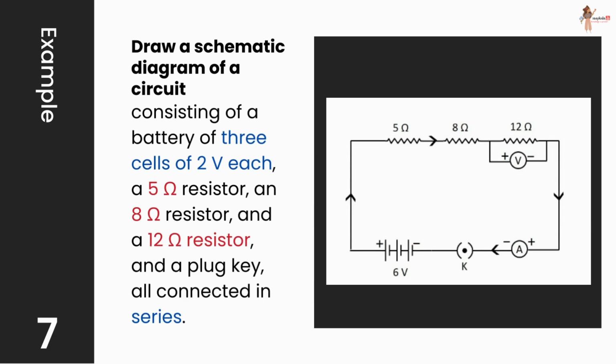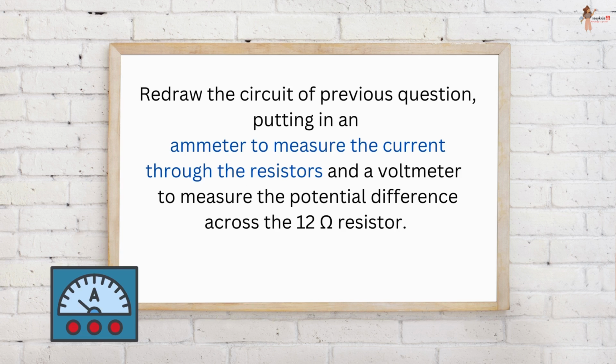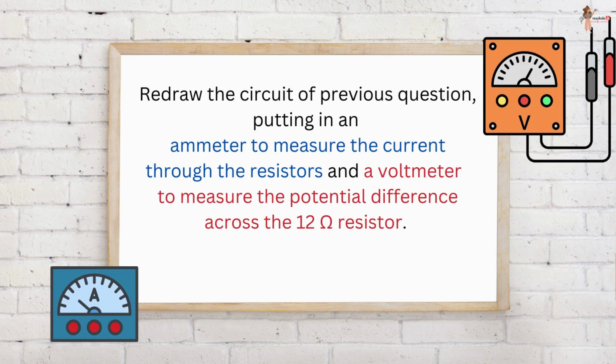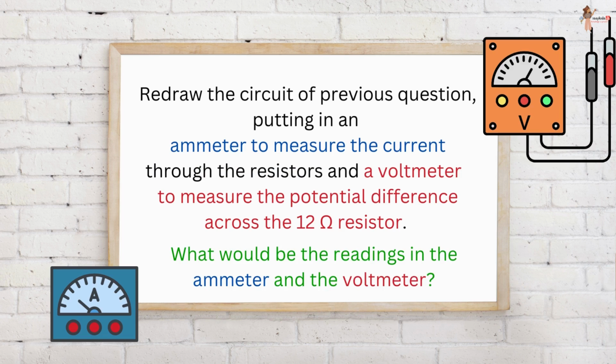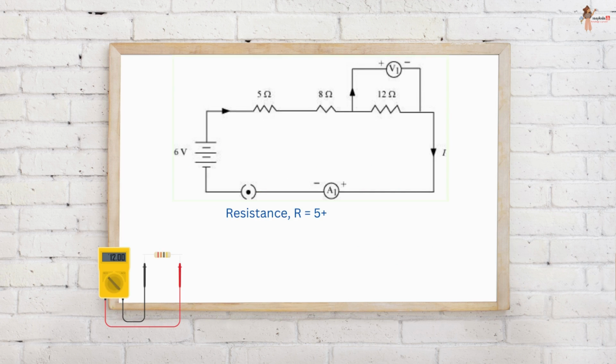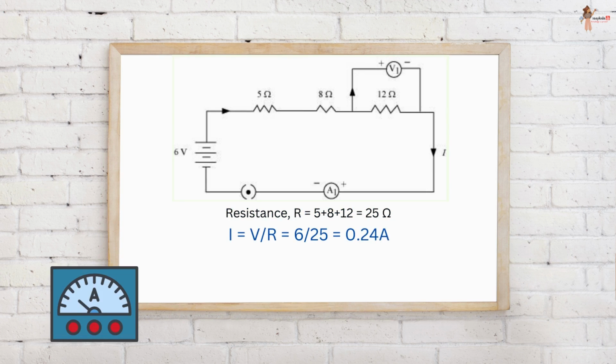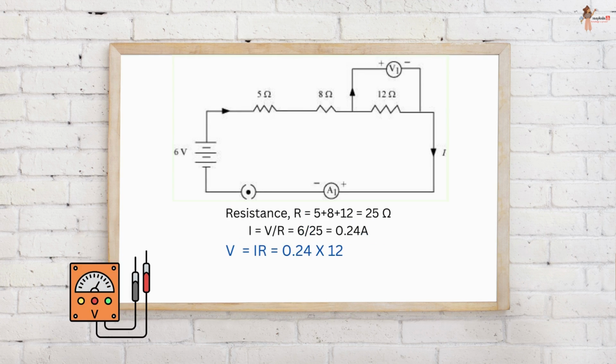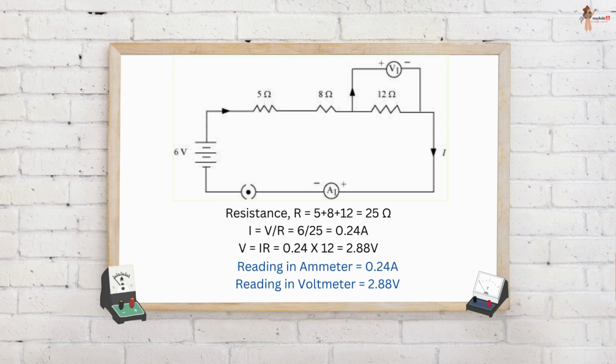Now, if we have to redraw the circuit of the previous question, putting in an ammeter to measure the current through the resistors and a voltmeter to measure the potential difference across the 12 ohm resistor, what would be the readings in the ammeter and the voltmeter? Here resistance R is 5 plus 8 plus 12, which is 25 ohms. I is equal to V by R, which is 0.24 amperes. V is equal to IR, which is 2.88 volt. Hence, reading in ammeter would be 0.24 amperes, while reading in voltmeter would be 2.88 volts.